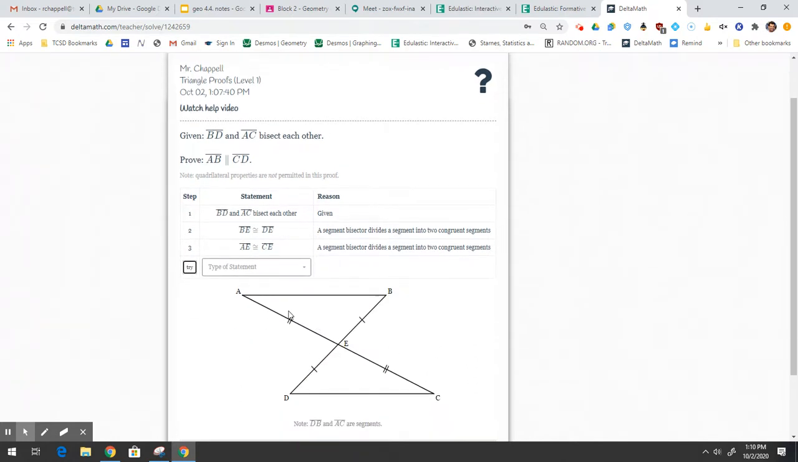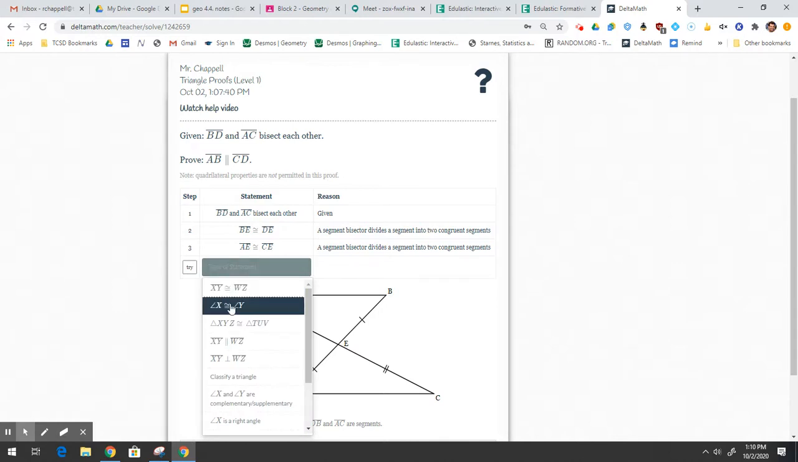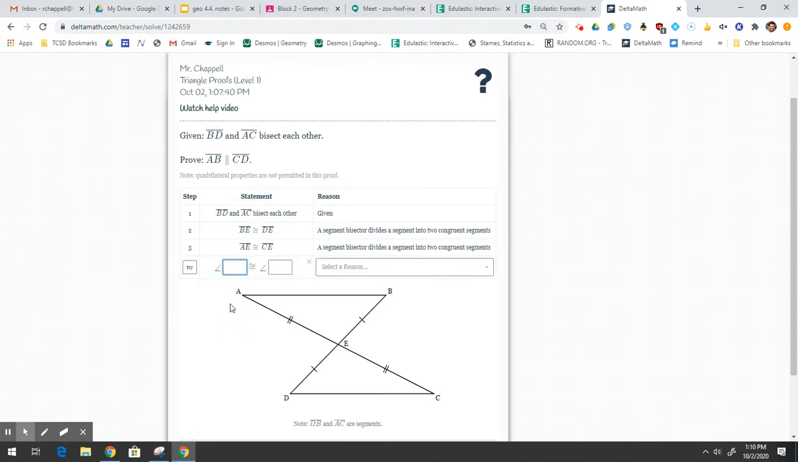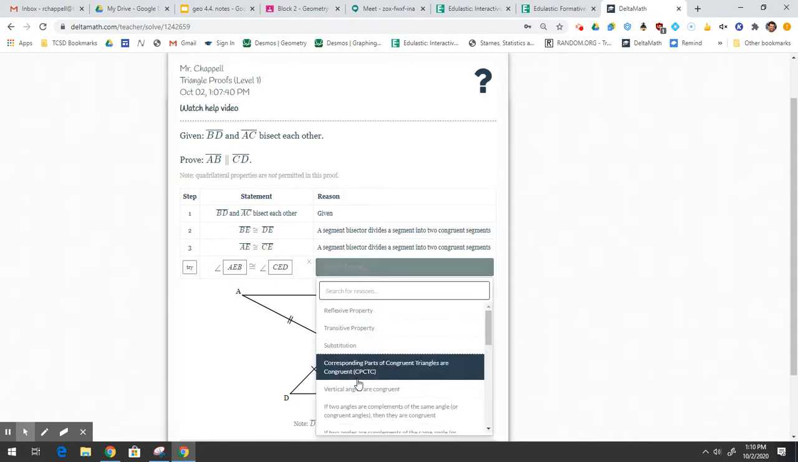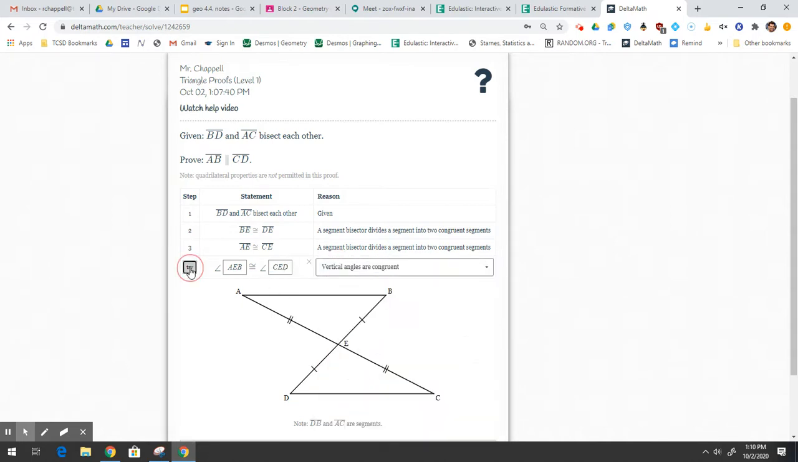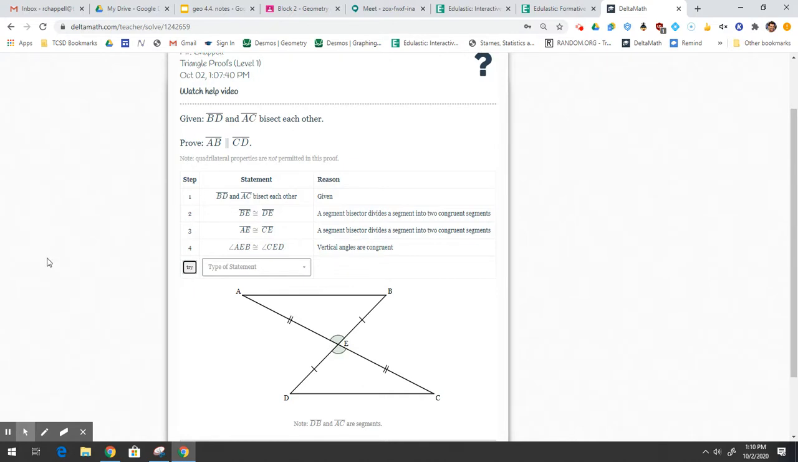And now the vertical angle pair. They're going to be congruent. I'll call the top one AEB. I'll call the bottom one CED. They are vertical angles, and vertical angles are congruent. So why are these two triangles congruent? These two triangles are congruent by side, angle, side.